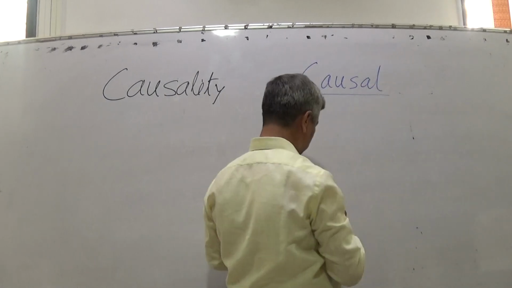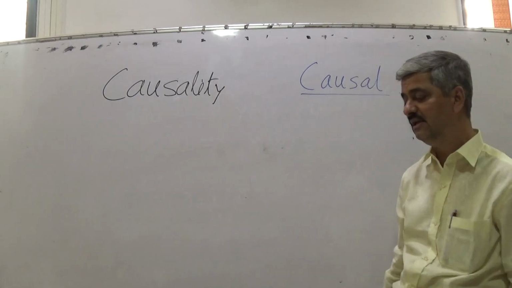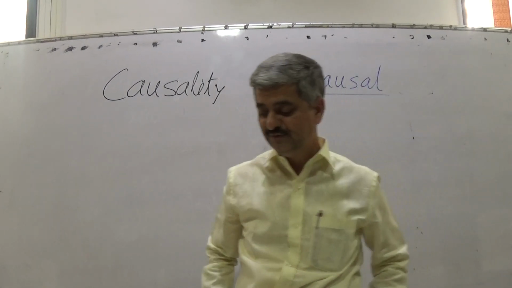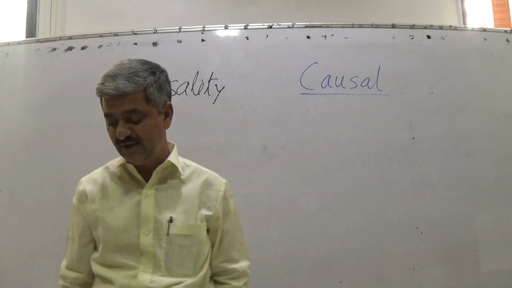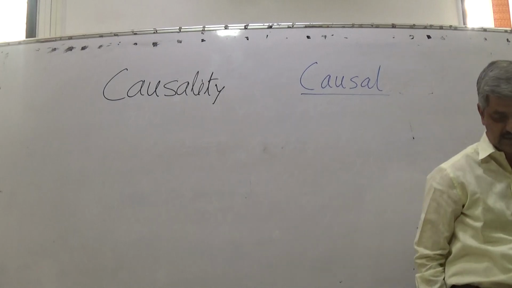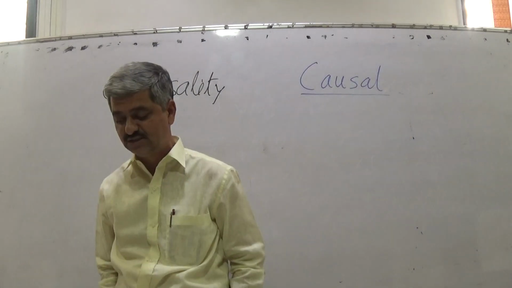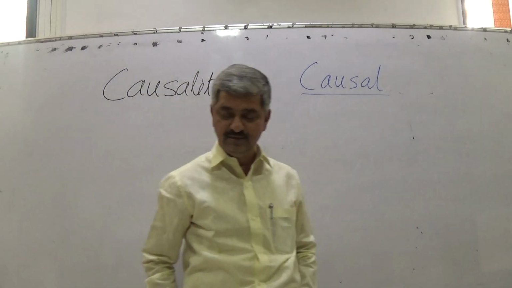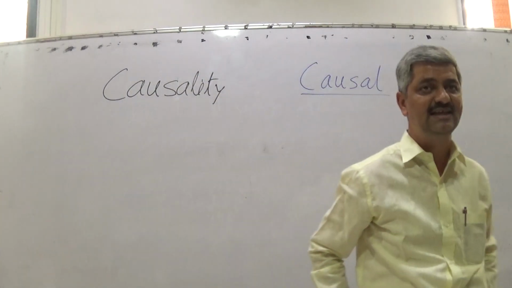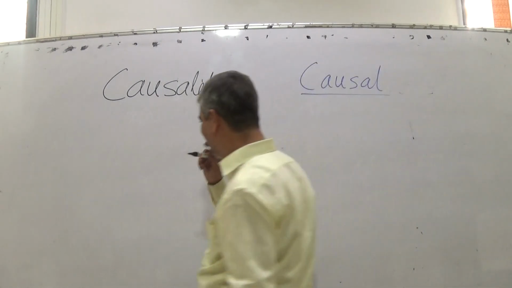Causal means what? If there is a cause-effect relationship between input and output, then the system is said to be causal. And a system is non-causal if a cause-effect relationship doesn't exist between input and output. So it's very simple.